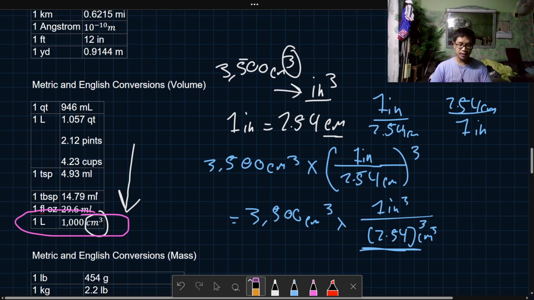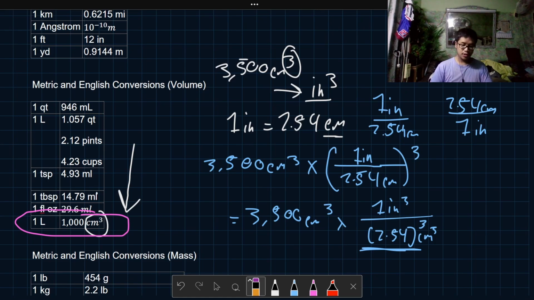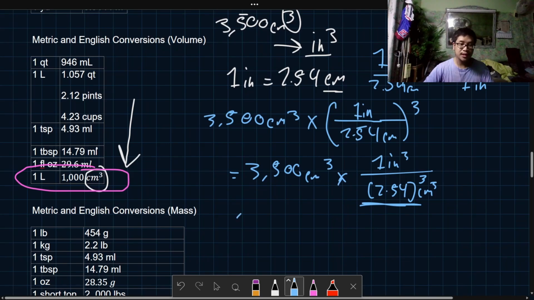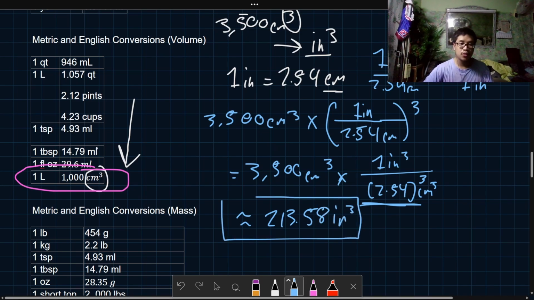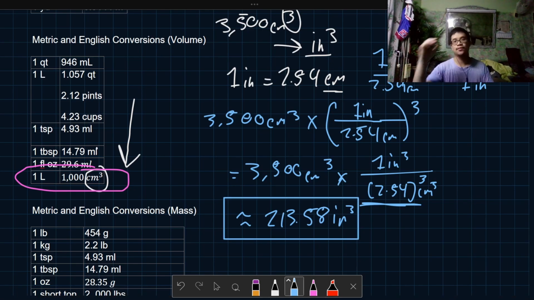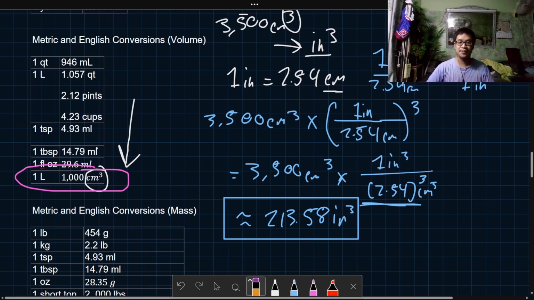So now we can get the answer. 3,500 times 1 all over the cube of 2.54. Here we will have an approximate answer. Approximately, in two decimal places, your answer would be 213.58 cubic inches. That is your answer. So that's basically it.